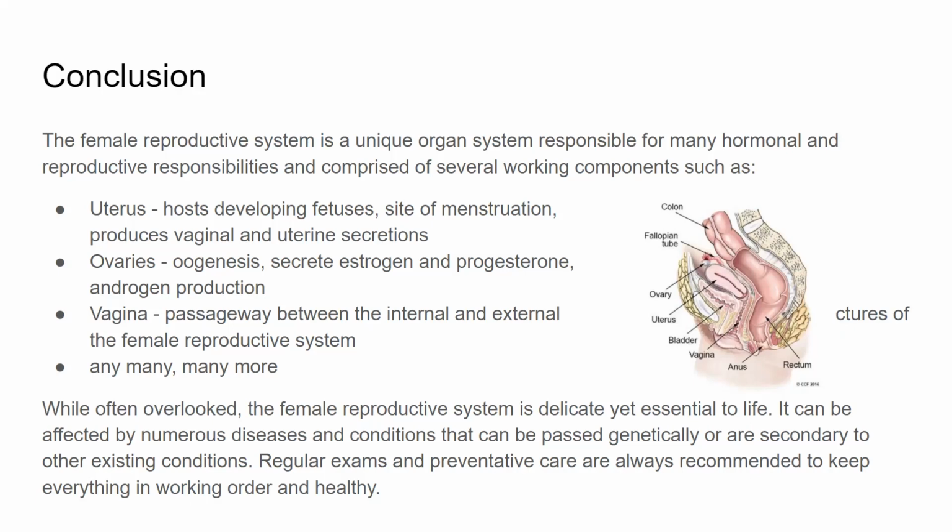You have the vagina, which is the passageway between the internal and external systems of the female reproductive system, and many, many more structures that also serve equally as important functions. While often overlooked, the female reproductive system is delicate yet essential to life. It can be affected by numerous diseases and conditions that can be passed genetically or are secondary to other existing conditions. Regular exams and preventative care are always recommended to keep everything in working order and healthy.